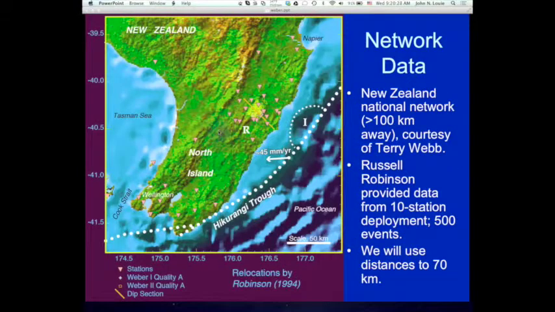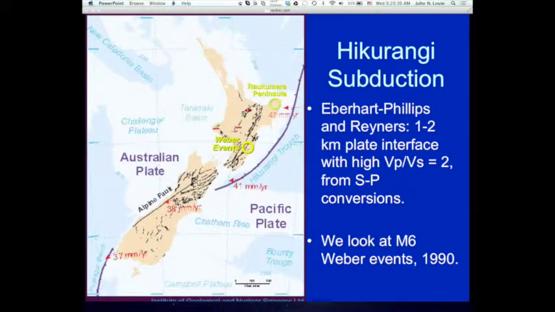There are some volcanoes located, and they of course generally follow the axis where the downgoing slab gets to be about 100 kilometers deep. We're looking at this area where there were some earthquakes in 1990. I'm sorry, two magnitude 6 earthquakes, each with their subsequent aftershocks. They were about 4 months apart.